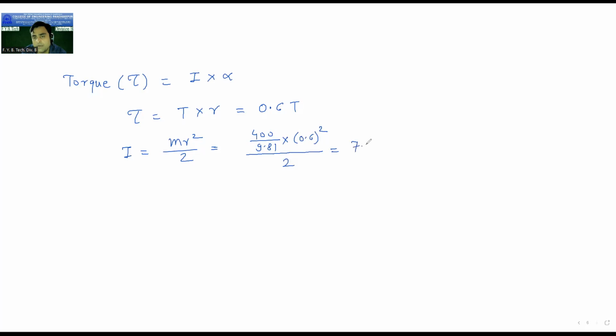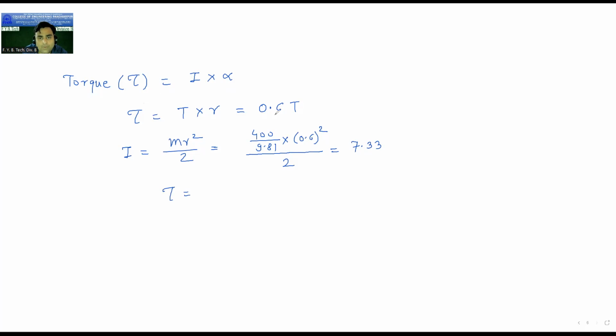7.33. So the answer is 7.33. Now we will write the equation. Torque is equal to I into alpha. So here we can see this torque. Our equation is torque is equal to I into alpha.